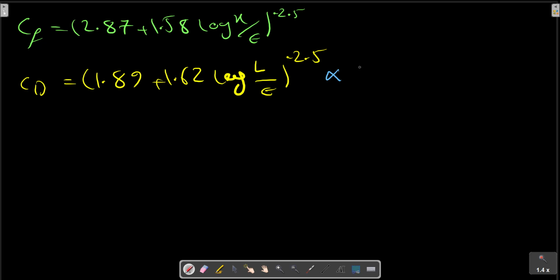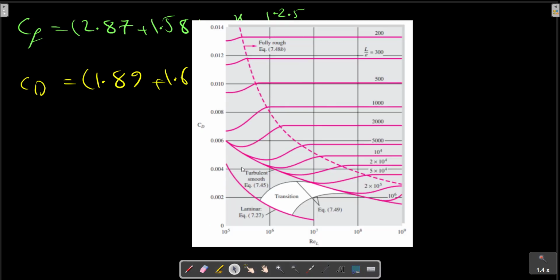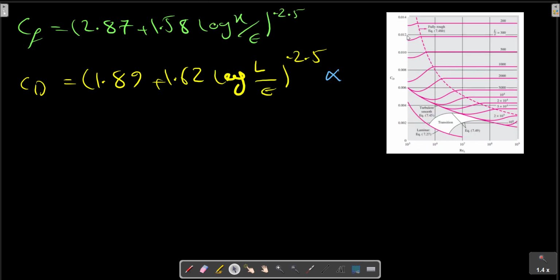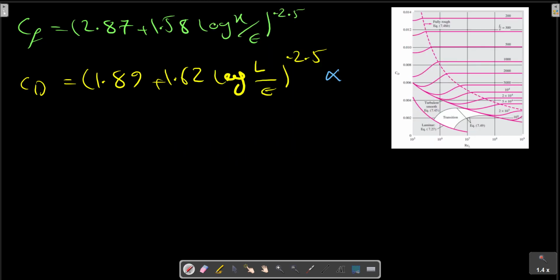This equation is plotted to the right of the dashed line in the picture. Let me provide the picture here. The dashed line separates the laminar and turbulent areas. Right hand side of the dashed line, we have the drag coefficient.